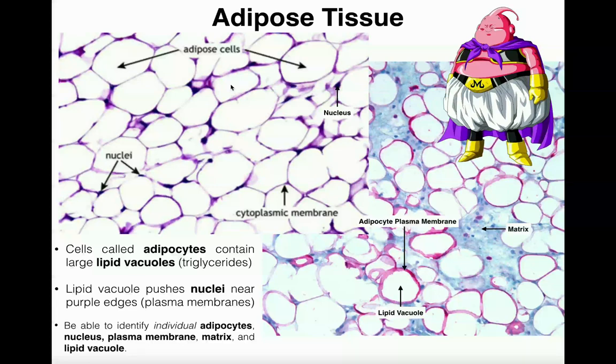These cells are very closely packed together, but again, these are adipocytes, individual adipocytes, and these purple regions surrounding them are the adipocyte plasma membranes. Here they call them cytoplasmic membranes, but those are the same thing.